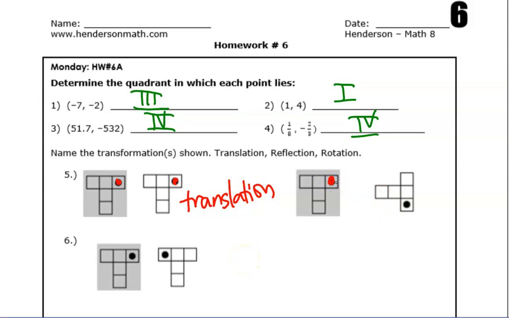In this one, the circle is on the right and now it's on the bottom. So that is a rotation or a turn. Rotation, and it looks to be 90 degrees clockwise. Now this one, it went from the right to the left, so that's a reflection.